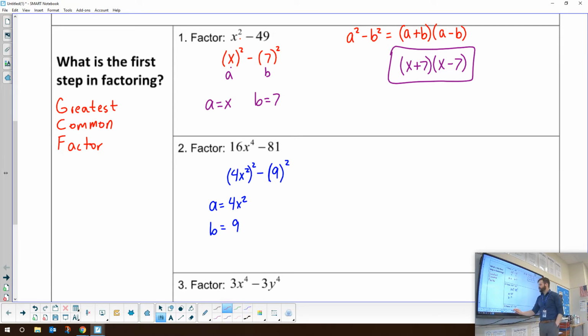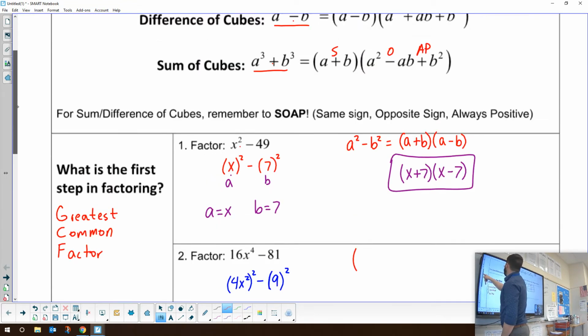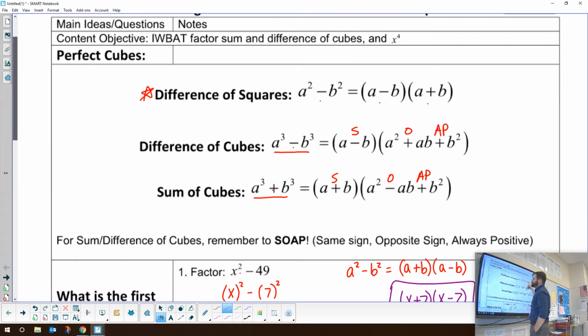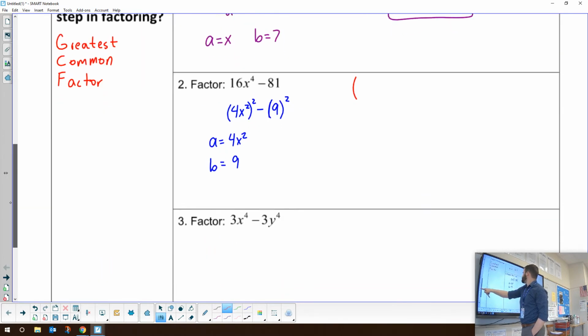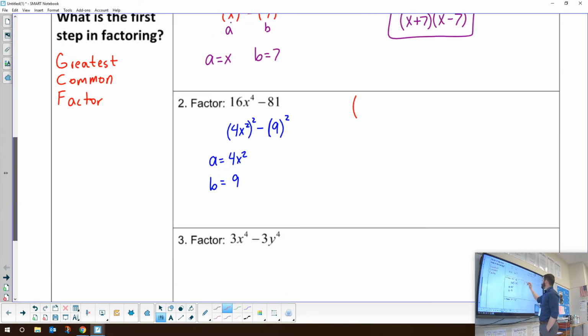So we can write out my equation. Remember, it's a plus b times a minus b. On top here, you might have noticed that it's a minus b, a plus b. It doesn't matter which way you write it, if you write it plus or minus first. Okay, so we're going to write this out.